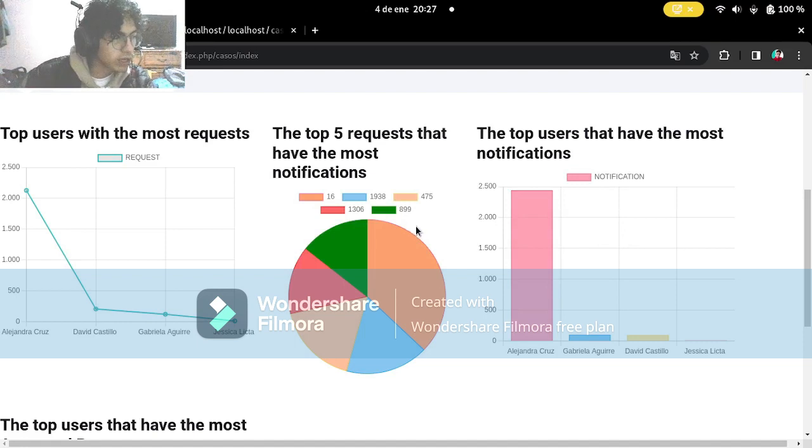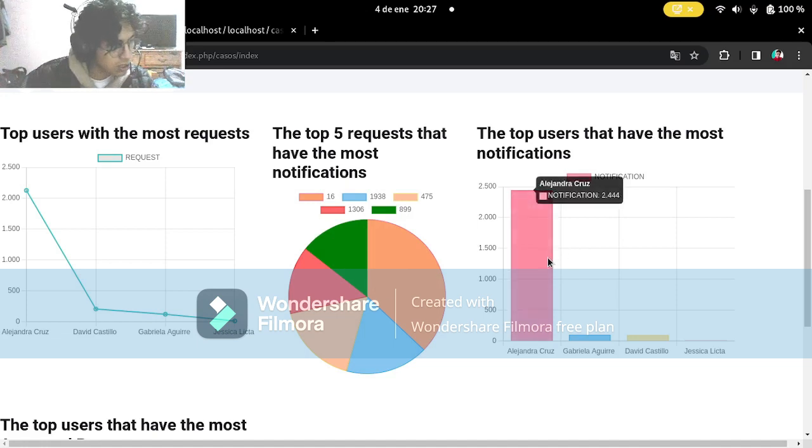Following graph, we can see the user who had the most notifications. For this table, we use the relationship of three tables. They are the permission request, user, and notification tables. We can see that there's a big difference in the values of the username Alejandra Cruz.